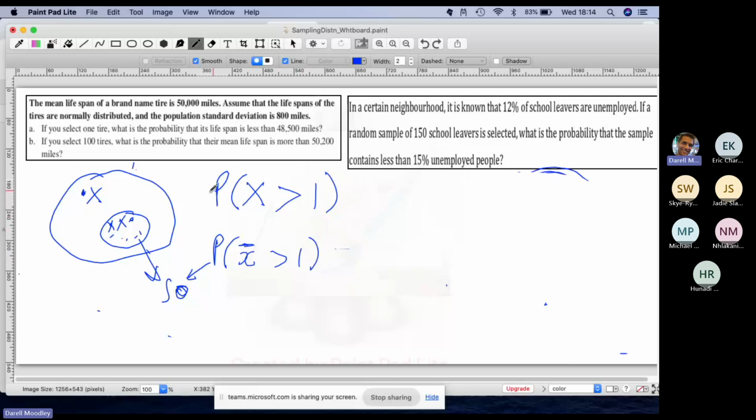That's the difference. So what we did last week was this. We looked at 1 unit. What we're doing now is we're looking at a sample and we're interested in finding the probability of the average of that sample. Okay, does that make sense?